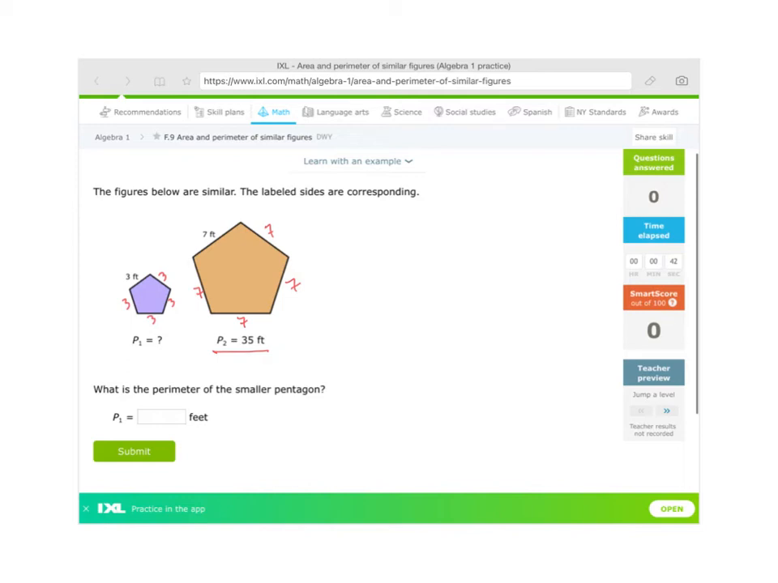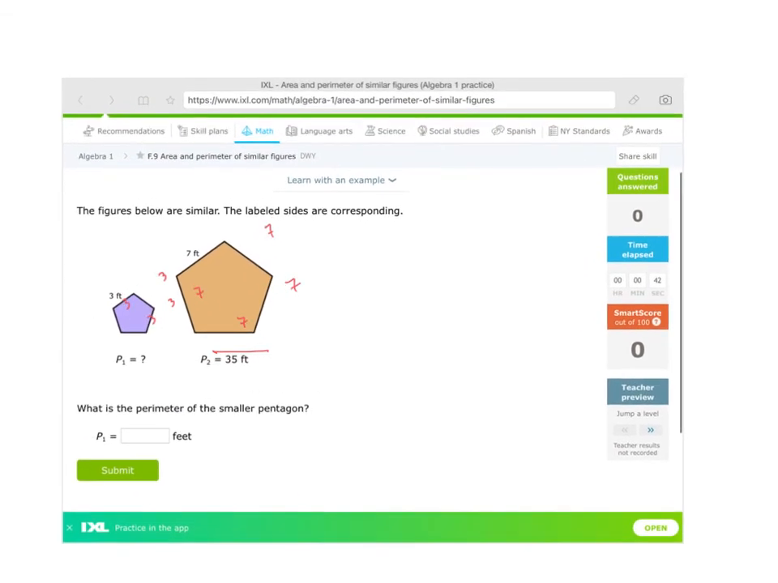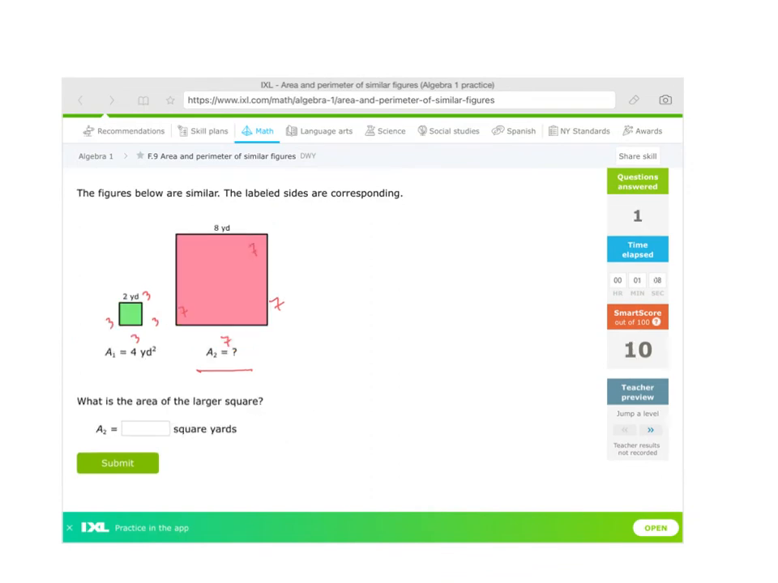Okay, let's try this one. So here we are talking about the area. Remember to read the question, okay? So this length is going up by 4. So the area will go up by 4 squared. So what's 4 squared? That is 16. So let's plug in 16.